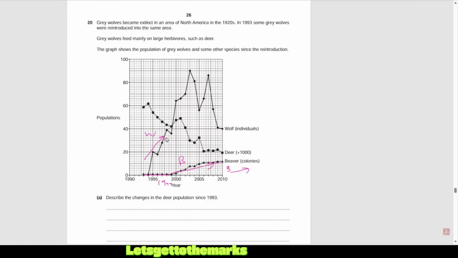Just because the wolves have gone up, it doesn't mean that they are directly causing the beaver population to go up. It might be a correlation. A correlation might be that something in the environment that enables the wolves to go up is also enabling the beavers to go up, and there is actually no causal connection between the wolves and the beavers. They're both going up because of a different variable, and we don't know that. So we can just say this is a correlation, not a causation, and that should give us all of the marks.